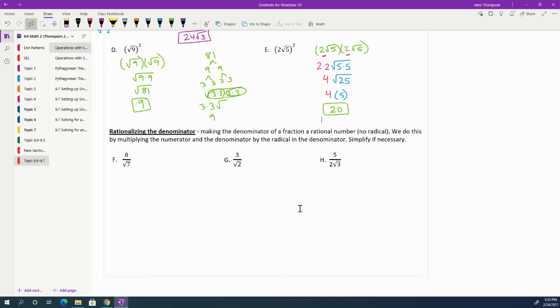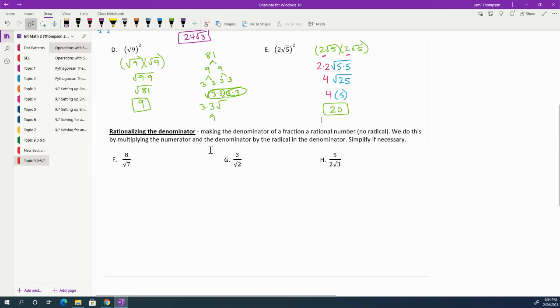Rationalizing the denominator means I want to make the denominator of a fraction a rational number. You'll notice here for these examples, f, g, and h, on f, I have the square root of 7 on the bottom. That's the denominator. On g, I have the square root of 2 in the denominator. On h, I have a square root of 3 in the denominator. I want to manipulate these fractions to come up with an equivalent fraction where there's no radical in the denominator.